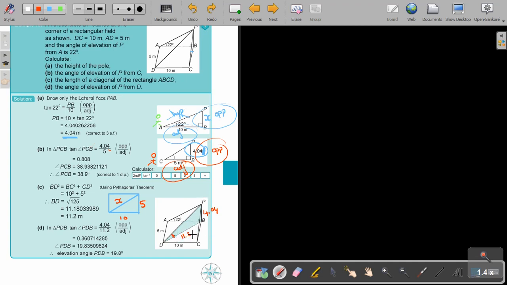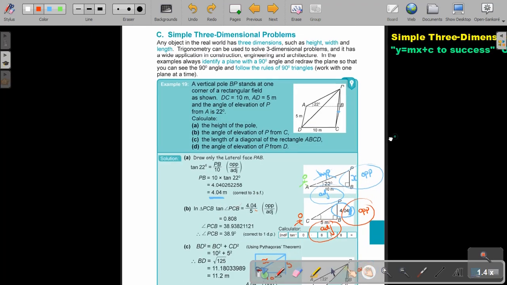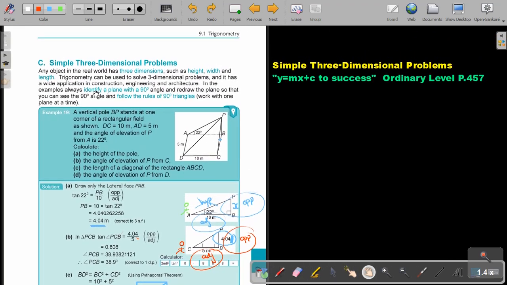Again it's opposite over adjacent, so it's again tan. I must tell my calculator again to go to angles, so I press Shift tan bracket 4.04 divide 11.2, close the bracket, equals. So the angle of elevation will be 19.8, and that's how you do it. Always remember what I told you here: identify a plane with a 90-degree angle and redraw the plane so that you can see the 90 and follow the rules of 90-degree triangles. Let's move on.